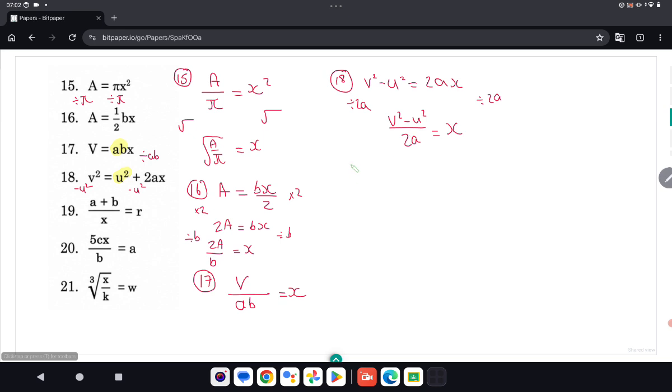Okay, question 19. Right, so this is quite a tricky one here because x is the denominator. I do not want x on the denominator, so let's times both sides by x first. And then we just want the x, we don't want the r, so we're going to divide both sides by r.